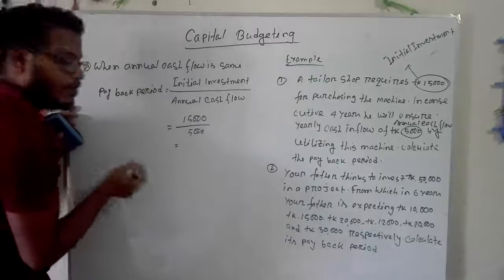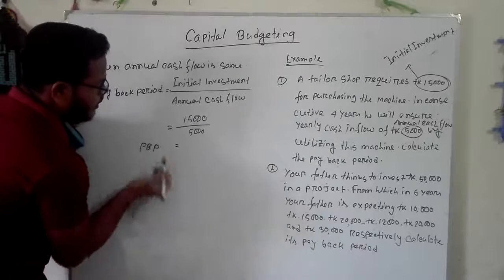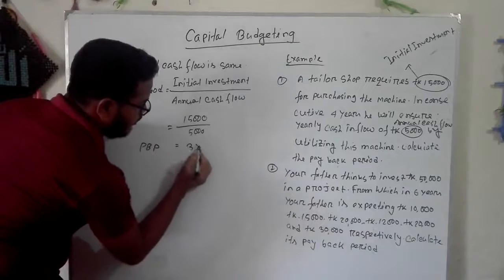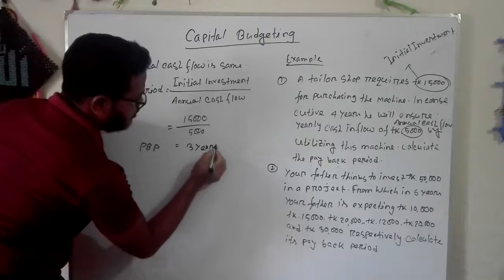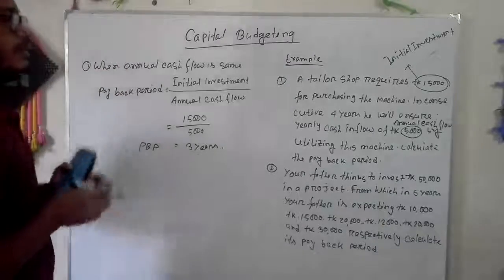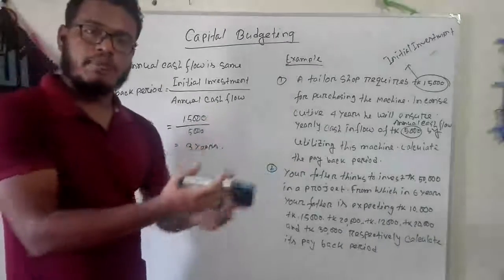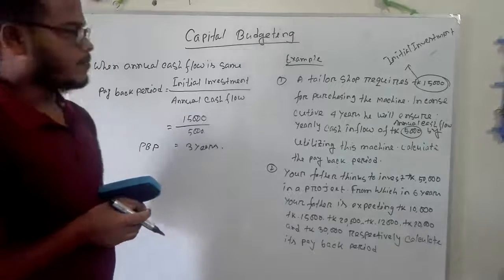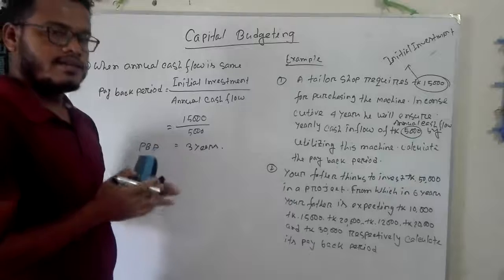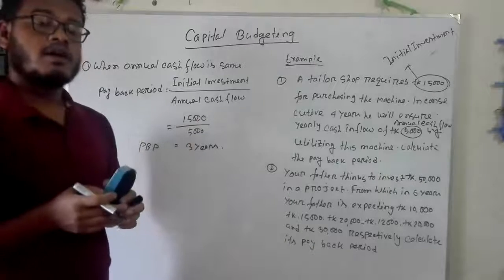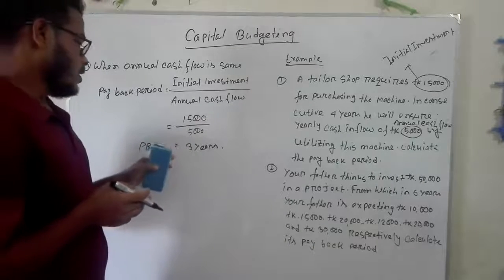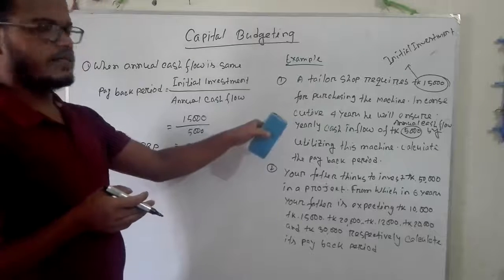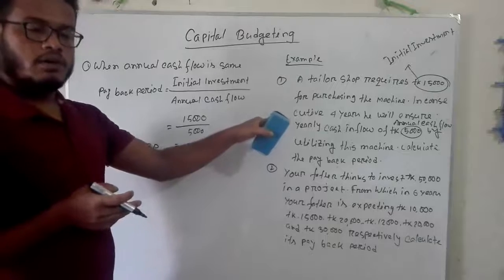Payback period, shortly I write PBP. PBP is equal to 15,000 divided by 5,000 taka, so 3 years. So the initial investment will come back after 3 years. It's called payback period. Dear student, I hope you can easily understand these mathematical formulas to find out the payback period. This is one kind of mathematical example.